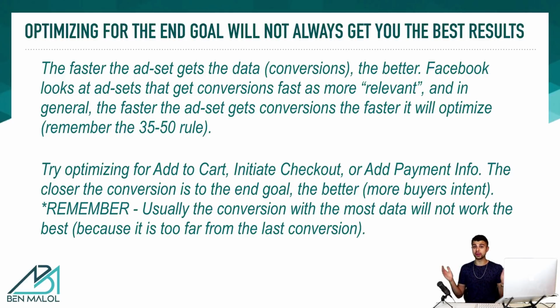So let's say out of 10 people that reach that page, 5 people buy. So what that means is that you'll actually get double the amount of data for Facebook compared to a purchase. So if you're getting on an ad set, let's say 2 purchases a day, try optimizing for add payment info. You'll get 4 add payment infos a day, which is double the amount of data, which means it will optimize in half the time, because it gets double the data, if that makes sense.